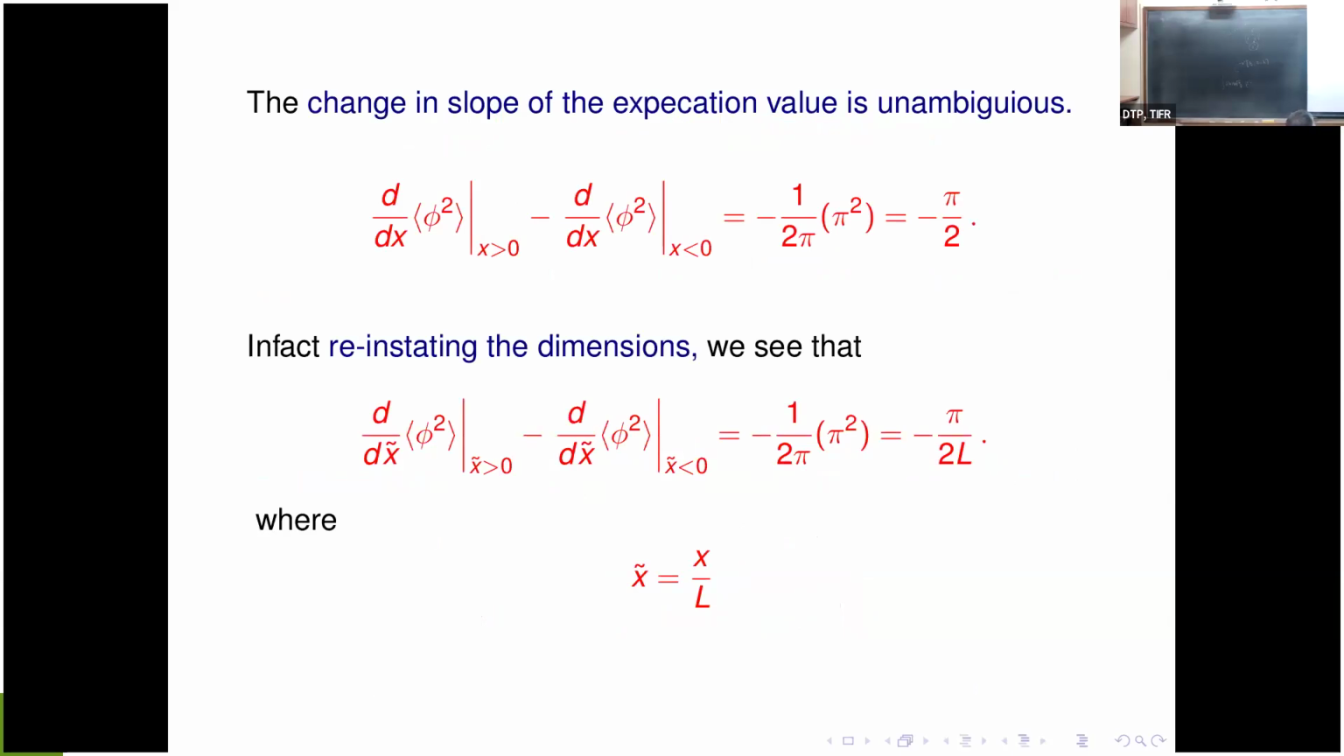You get this nice pi by L, and if you introduce the scale back, the discontinuity goes like 1 by L, where L is the size of the radius. We'll compare with the flat space Green's function. When there is no AdS, that is, the AdS radius is very large, the discontinuity is okay.